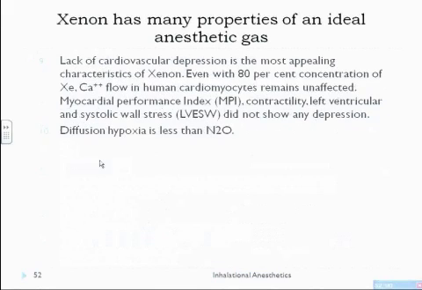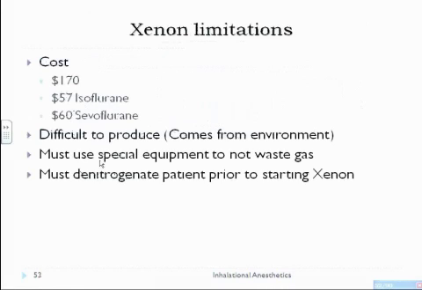There's also a lack of cardiovascular depression, the most appealing characteristic of xenon. Even with 80% concentrations, calcium influx into the cardiac myocytes remains unaffected, so you're not going to get any contractility effects. Myocardial performance index, contractility, and left ventricular systolic wall stress did not show any forms of depression. And diffusion hypoxia is less than with nitrous oxide.